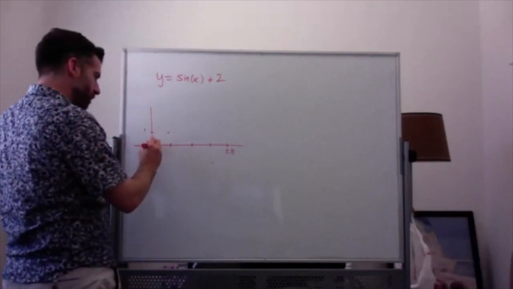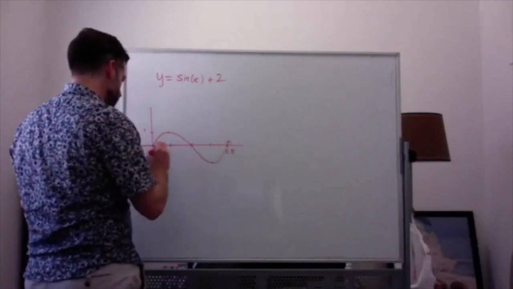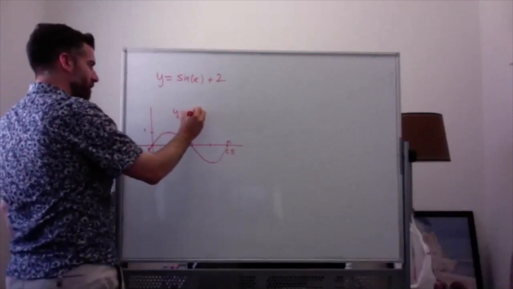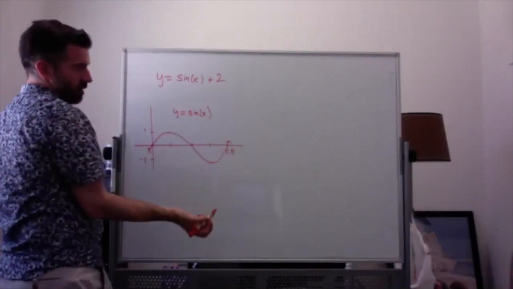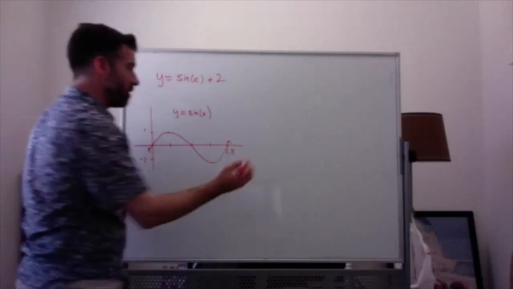Right, where it's middle, high, middle, low, middle. This is y equals sine of x. Maybe I should have picked a different color. And then the plus 2, all the y values are just going to be 2 more than they were.